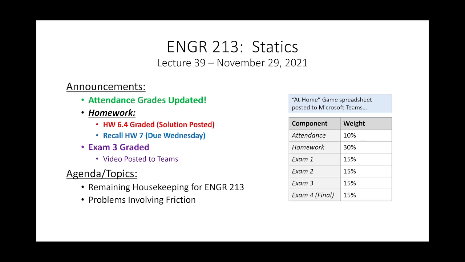One of the housekeeping items that I posted to Teams last night was the at-home game. Did everybody see that post? What that will do is there are 5 orange cells, and those orange cells are for your attendance grade, your homework, and the first 3 exams. If you input your grades currently on Blackboard for those 5 items, first off, it will tell you what your current grade is, which should match what's on Blackboard right now, and then it will back calculate what you need to get on the exam to get an A, get a B, get a C, whatever.